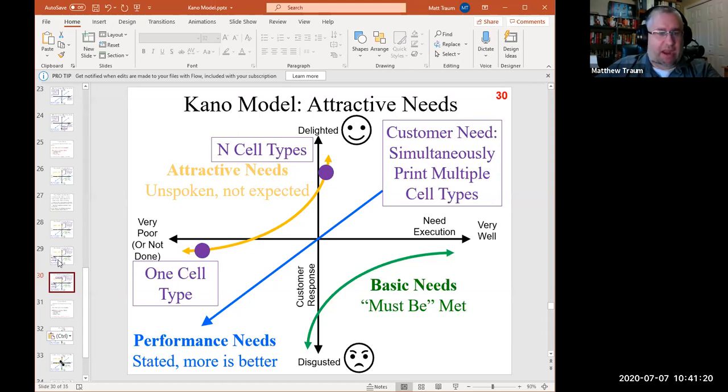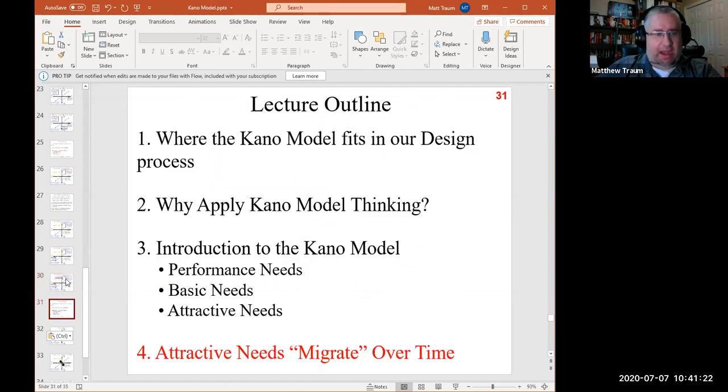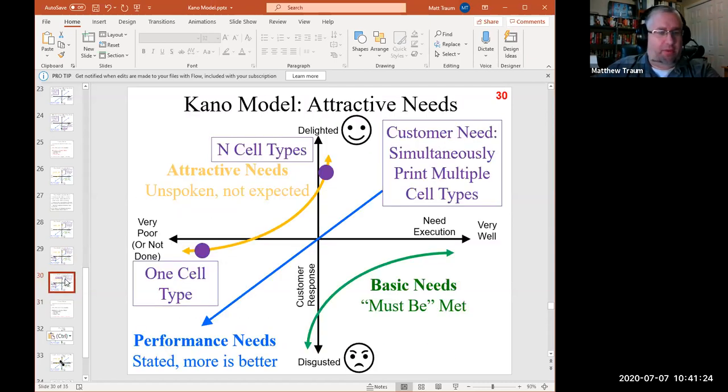Okay, so that's attractive needs. Can I answer any questions about that one before we move on to the last concept? So far, so good. Okay.